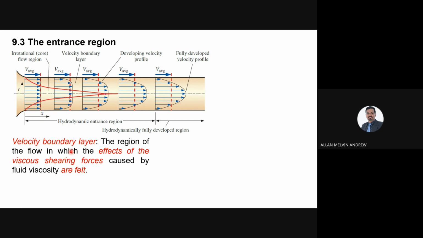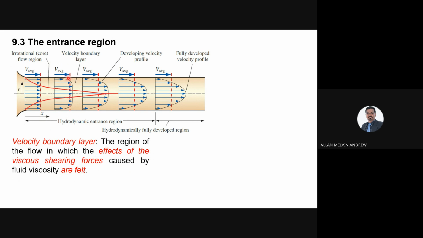Okay, so what is velocity boundary layer? It is the region of the flow in which the effect of viscous shearing force caused by fluid viscosity are felt. So if you see, initially the average velocity will be the same because it's exposed to atmospheric pressure. But after some time, we can see the velocity started to take shape like this. So it is caused by the viscous shearing force.